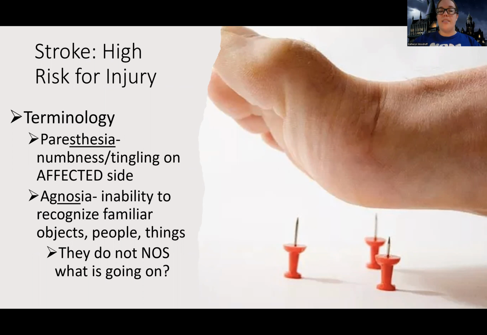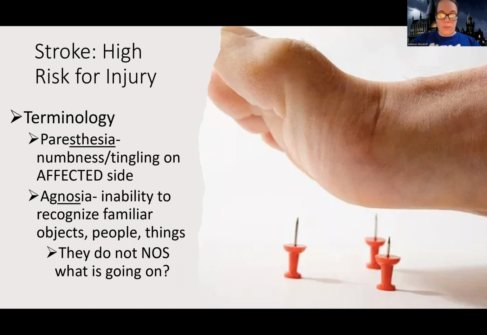Another deficit that a patient can have is loss of sensation, because the brain is also in charge of sensation. So they can have paresthesias, or numbness and tingling, on their affected side. And so we're going to do things to help with that. And then also what's called agnosia.